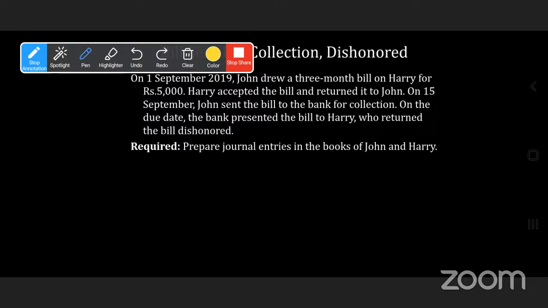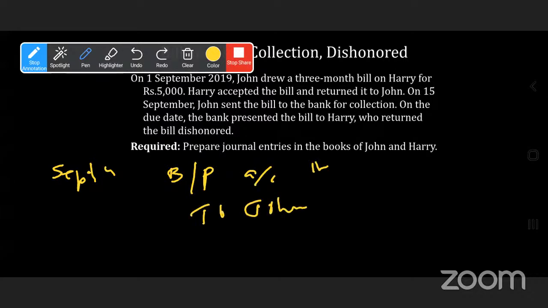Now on the due date, the bill was dishonored. It is on December 4th. So what is the transaction you have to write? Bills payable account debit to John account, 5,000. Being bill dishonored. Is it okay? With this we have completed this bills of exchange.